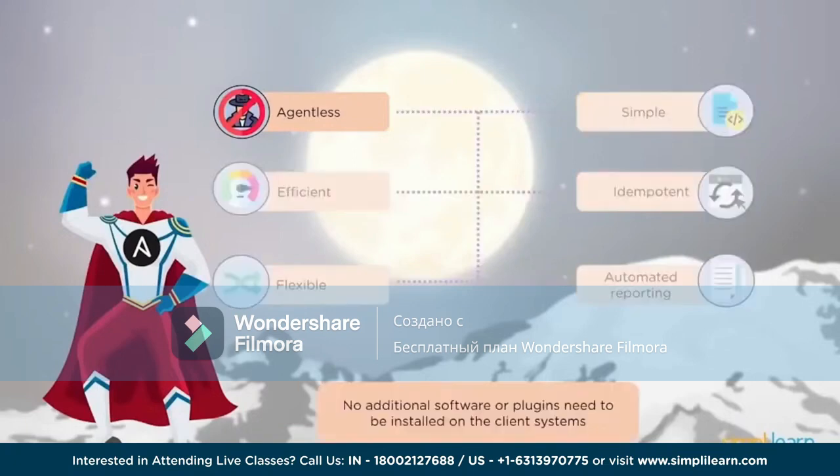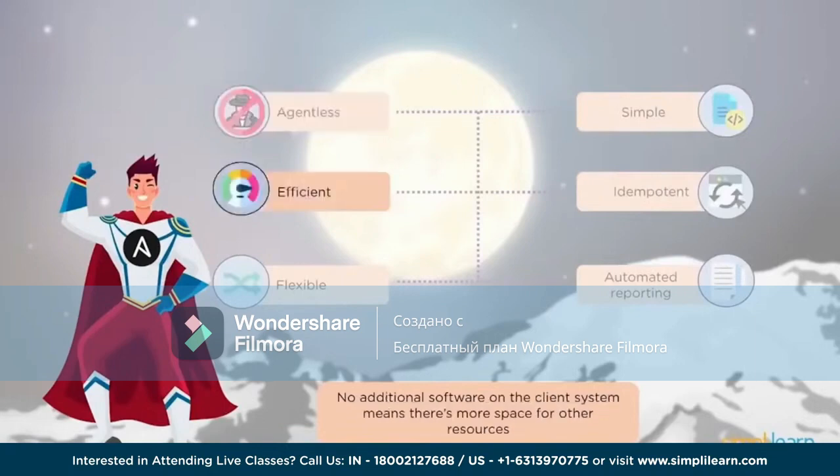Agentless, as I already mentioned before, means you require no supporting software or plugin installed on your node or the client system. So the master has complete control. And automatically this means that Ansible is more efficient because now we have more space in our client and node systems for other resources, and we can get Ansible up and running real quick.